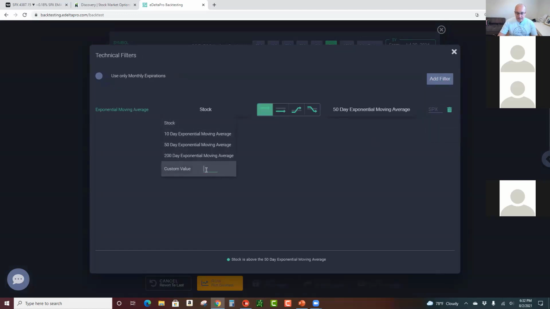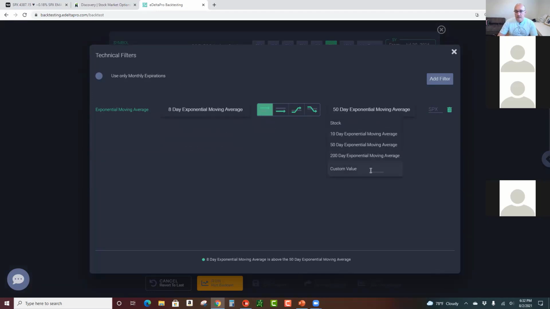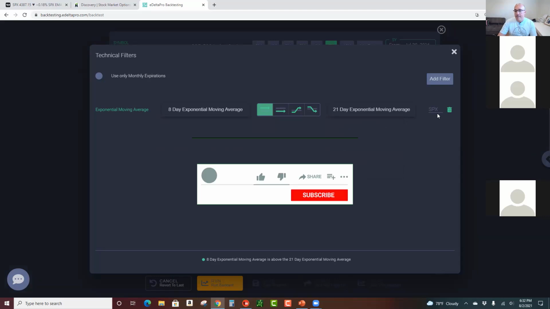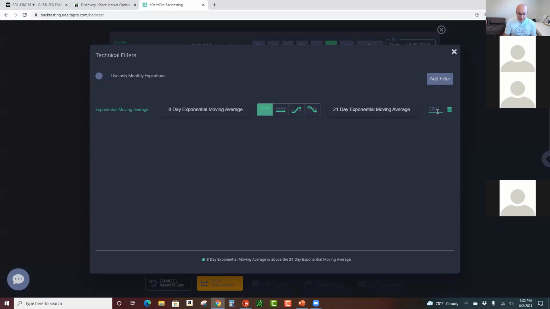And what we're going to say, backtest, is say we're going to do the 8 EMA is above the 21 EMA. Now, for those that are using eDelta Pro, you may know that there's some moving average issues with using SPX as the reference, but if you type in SPY here, it'll look to the moving averages of SPY, which is pretty close to SPX. It's not exact, but it's close enough to where this will be a good moving average reference.